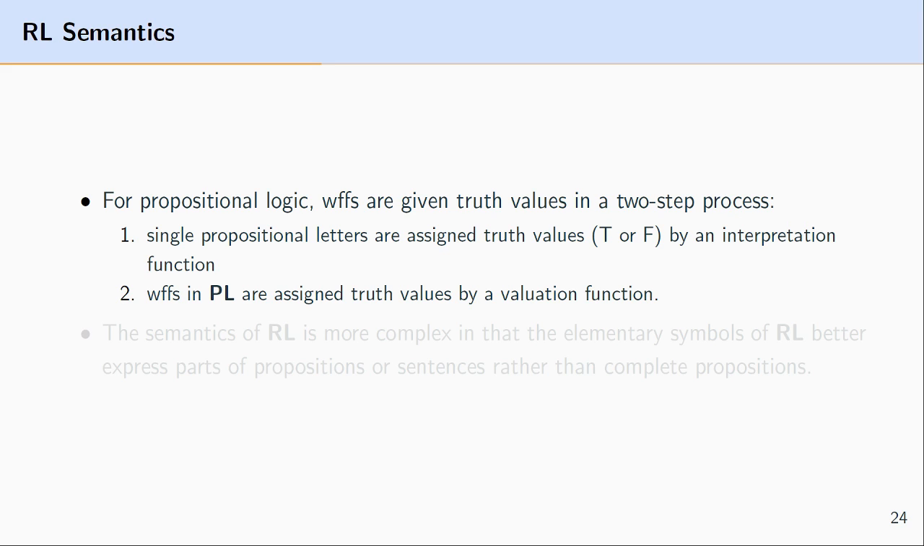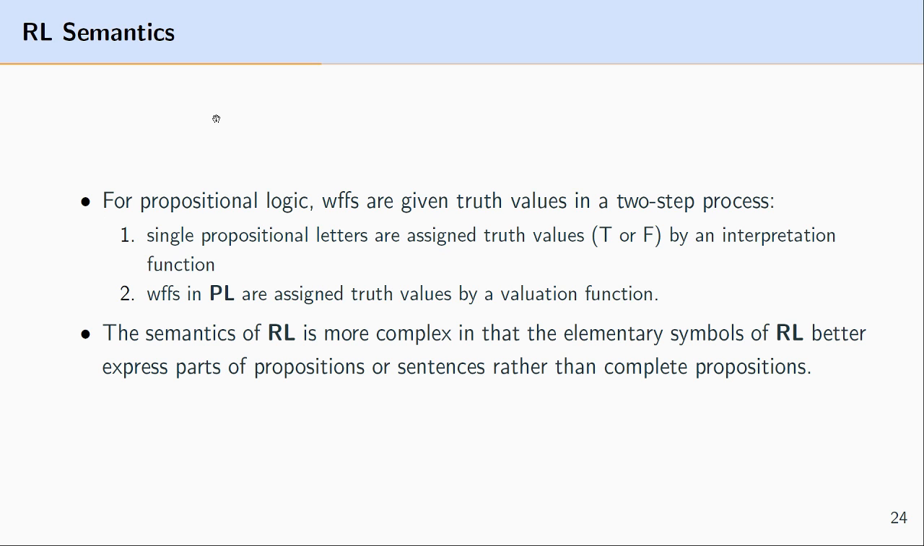Next, once we have truth values for the propositional letters, well-formed formulas in the language, conjunctions, conditionals, and so on, are assigned truth values using a valuation function. Essentially, what the valuation function does is take the truth value that's assigned to the propositional letters, and given the type of formula it is, will determine whether or not the entire formula is true or false.